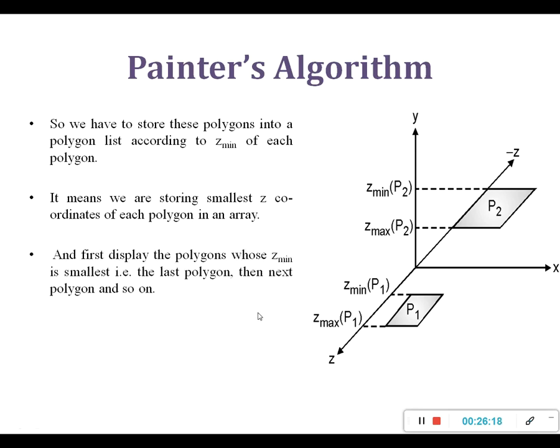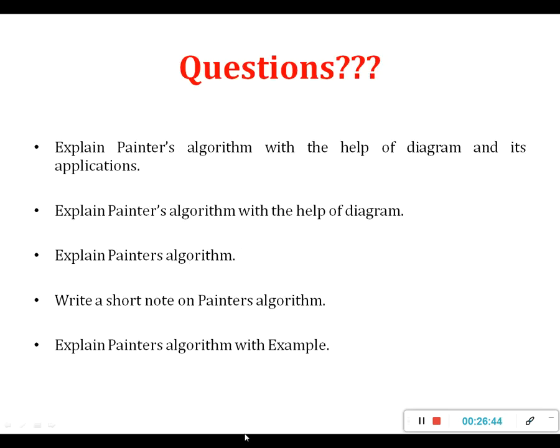First, we are going to display the polygon whose Z min value is the smallest. That polygon we are going to display first, right? Then the next polygon, and likewise we are going to display one by one. So at last we have to display the nearest polygon, whose Z min is maximum. If we are following this diagram, we can say that P1 is nearer, so we are going to display P1. So this is the Painter's algorithm.